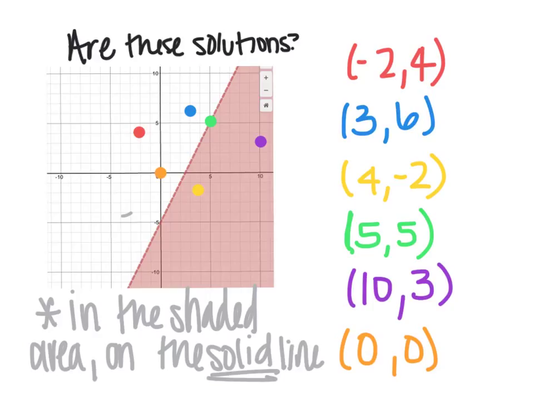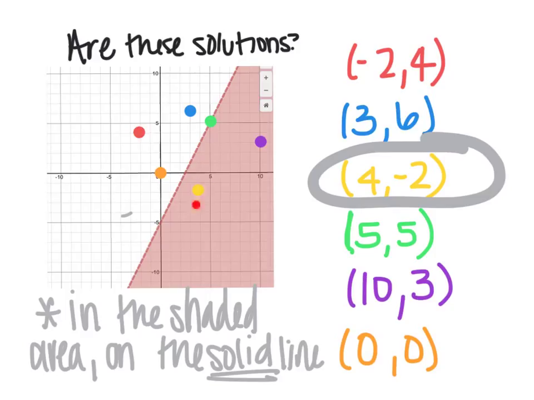So my points that are solutions, remember, are the points that are going to be in this shaded area over here. So I end up with 2 solutions. My first one is going to be (4, -2), because that point was here in the shaded area. My second solution is going to be (10, 3), because that point was also in the shaded area.